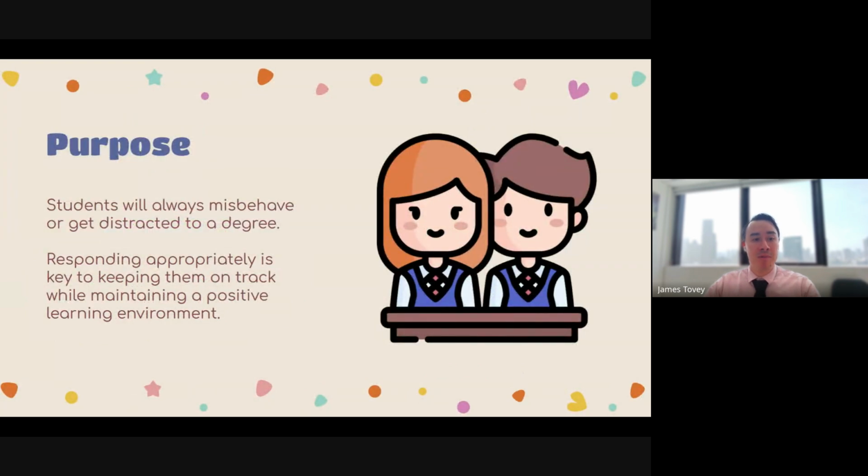All right, so the purpose. Essentially, students will always misbehave, get distracted to a degree. It's natural, it's perfectly natural. Responding appropriately is key to keeping them on track while maintaining a positive learning environment. Okay? You don't want your reaction to turn the learning environment into a negative space, to make it more difficult for them to actually engage in the lesson development.